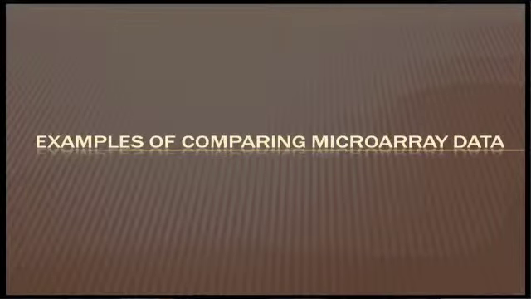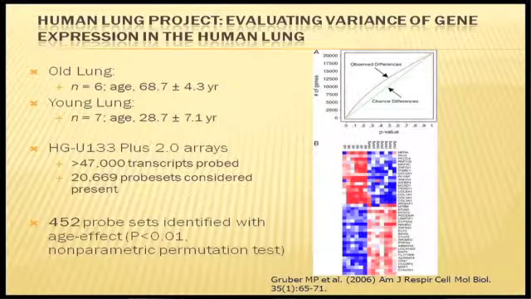Okay, so let me give you an example of this. I'll probably have one example to actually go through. This was a study that we did a long time ago, looking at just what's a normal variation in gene expression in the lung, right? So we took a lot of different people, different ages, different parts of the lung, smokers, non-smokers, etc.